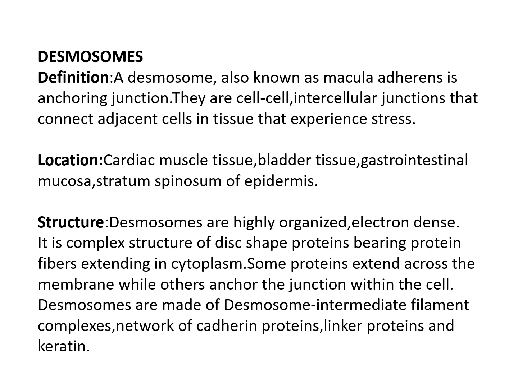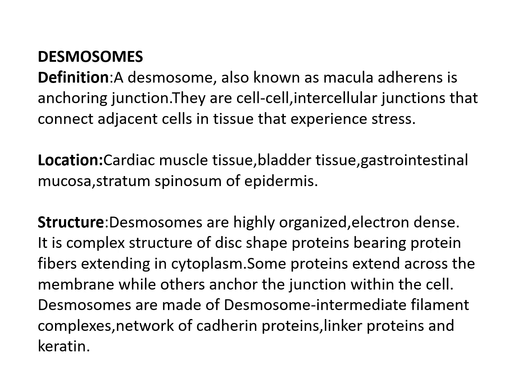Desmosomes are an adhesive or anchoring variety of cell junction. These are also known as macula adherens, and they are seen in the tissues which experience maximum stress. Desmosomes are located in cardiac muscle tissue, urinary bladder tissue, gastrointestinal mucosa, and stratum spinosum of epidermis.